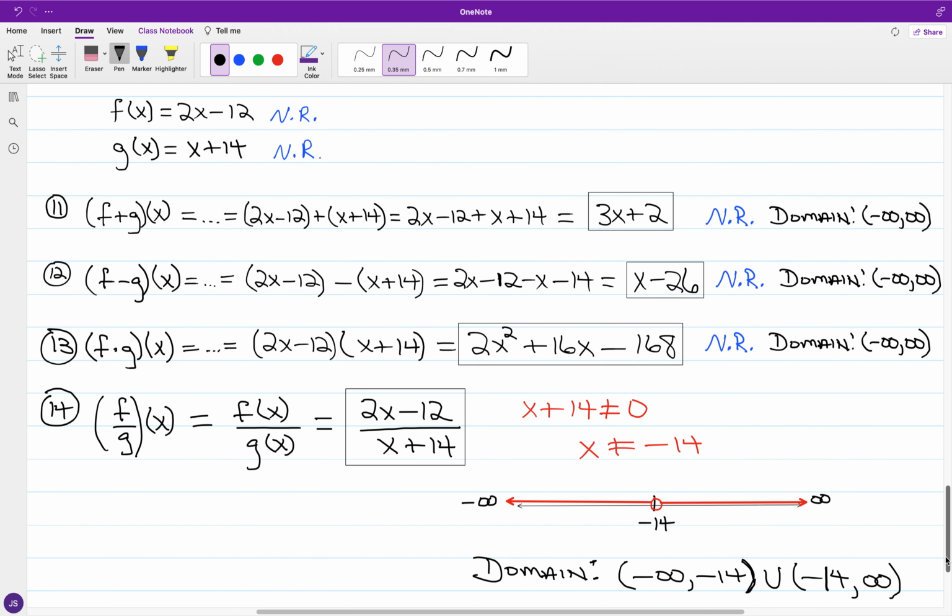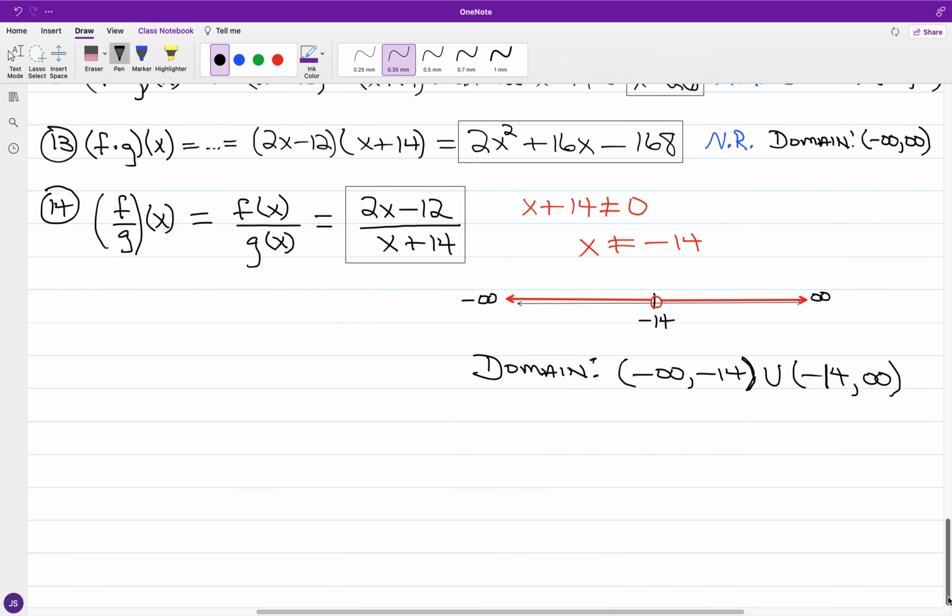And again, with the sum, difference and product functions of the domain, you're looking at combining the restrictions for f of x and g of x. And in a sense, you're doing the same thing with the quotient function, but also the added possibility that there could be another restriction resulting from preventing g of x from being 0. And this is exactly what happened with 14.